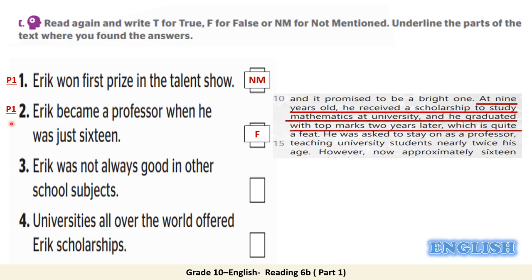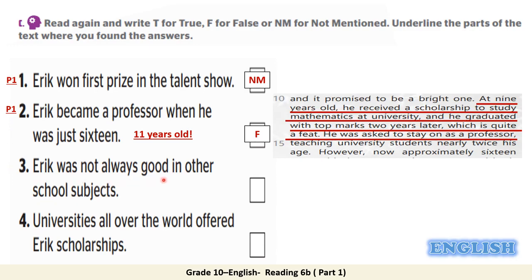So let's do some math here, which is quite a feat. He was asked to stay on as a professor. So 9 and 2 equals 11. He was not 16, he was 11 years old. Now, let's move on to the third point.